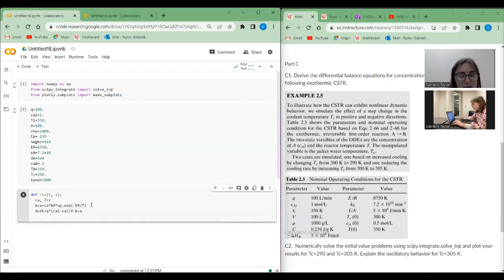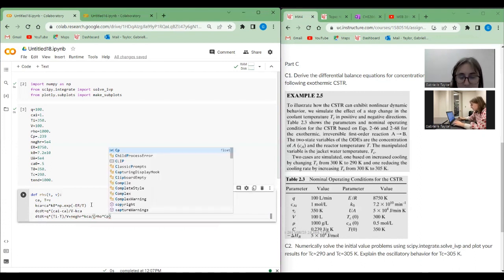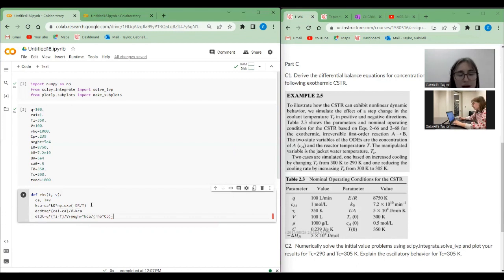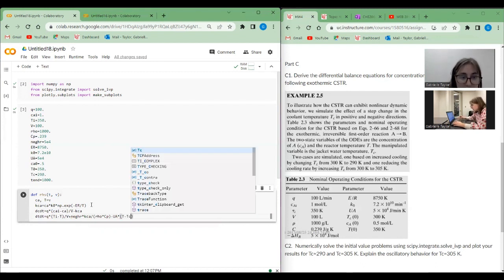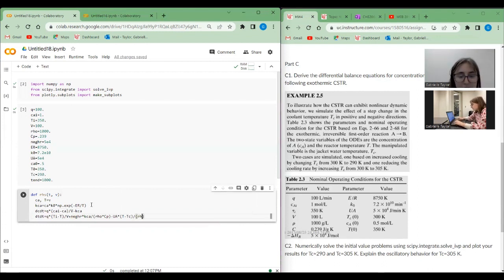Okay. So the next thing that we want to do, after we find our concentration differential equation, is our temperature differential, dT/dt. It's going to be Q, and we're going to multiply this by our initial temperature minus our temperature. And then this is going to be divided by V. And then we're going to add our negative HR times our CK, and then we're going to divide this by rho times our specific heat. And then we're going to subtract UA times our temperature minus the temperature of the coolant, and we're going to divide by rho times our CP times our volume.